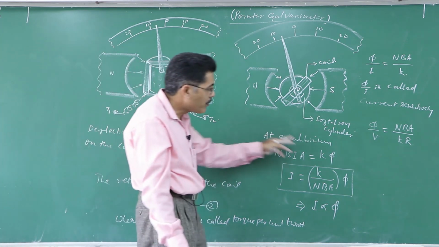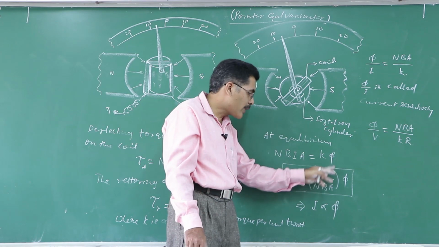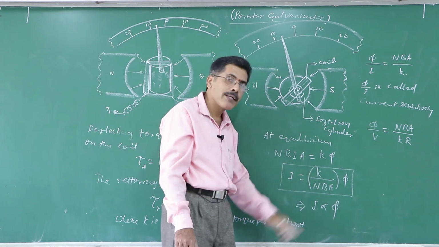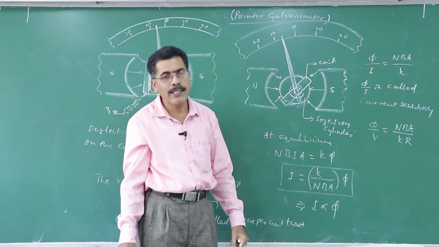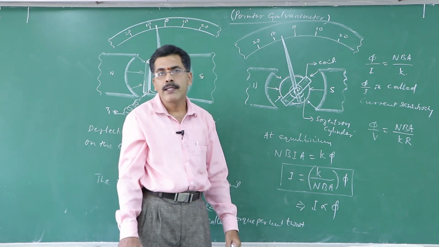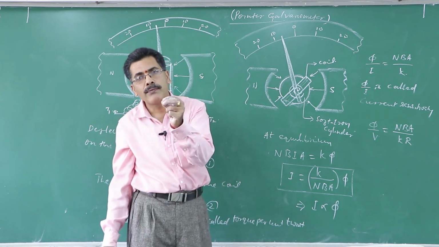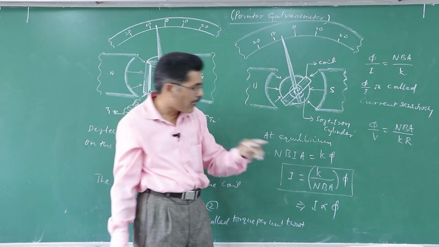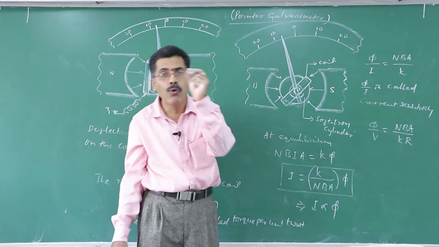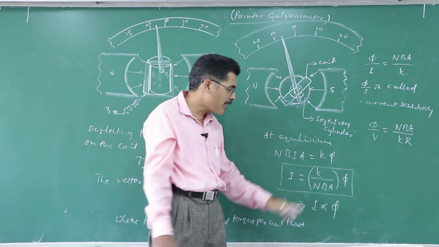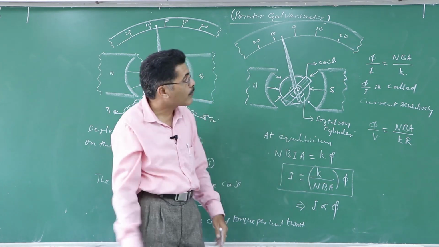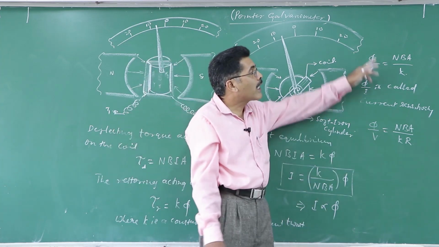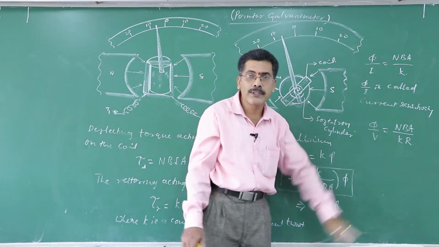Therefore, at equilibrium, NBIA is equal to K phi, so phi by I is equal to NBA by K. K depends on the nature of the material you have chosen for the spring. If it is made of phosphor bronze, K has a particular value. If it is made of a gold spring, it has a different value. It depends on the nature of the material from which the spring has been made. And this is called current sensitivity and this is voltage sensitivity.